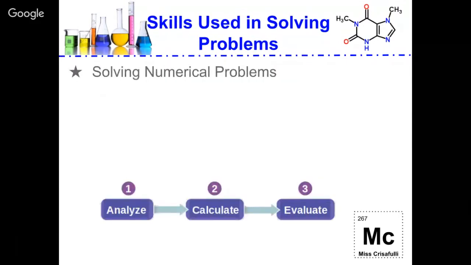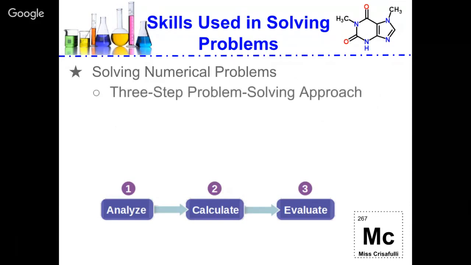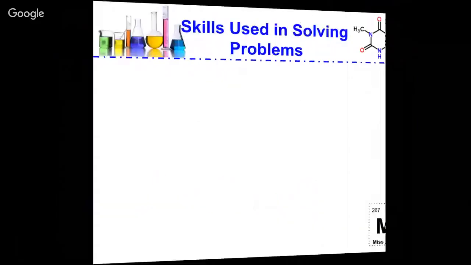Now, there are two kinds of problems that will be in chemistry. One is numerical problems and the second one is non-numerical problems. So we're going to first talk about the steps to solving a numerical problem. So there's 3 steps. The first one's analyze, the second one is calculate, and the third one is evaluate. So let's talk about each of these in more detail.